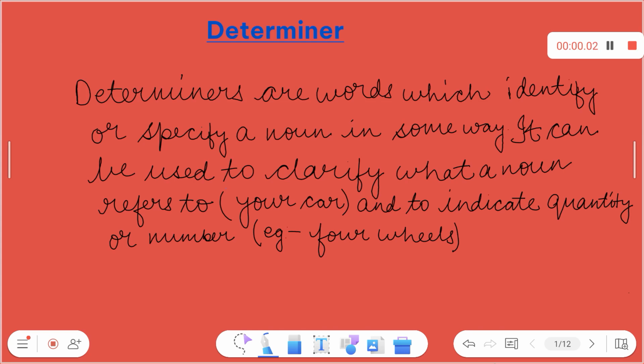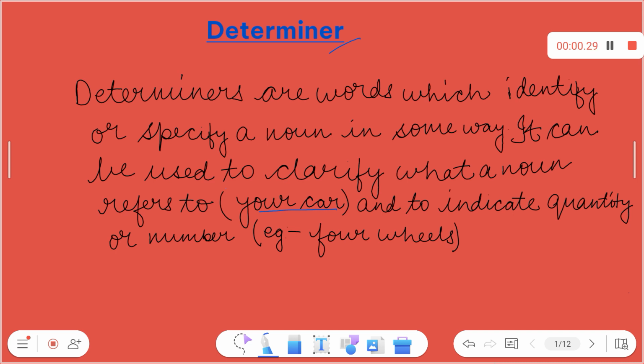Class. So today we are going to study about determiners. Determiners are words which identify or specify a noun in some way. They can be used to clarify what a noun refers to, like if I say your card. So it is particularizing about that particular card, and to indicate quantity or number. Whenever we talk about quantity or numbers, it comes under determiners.